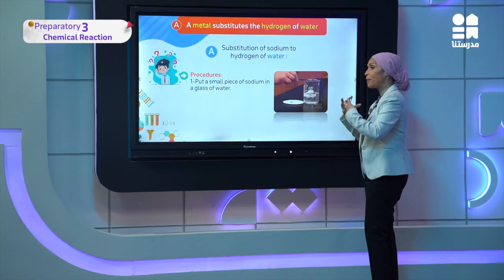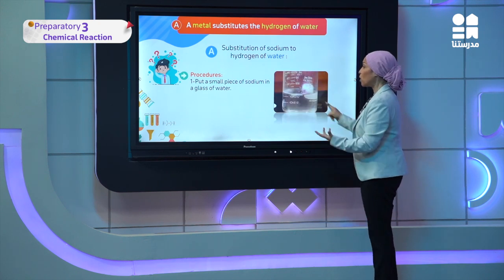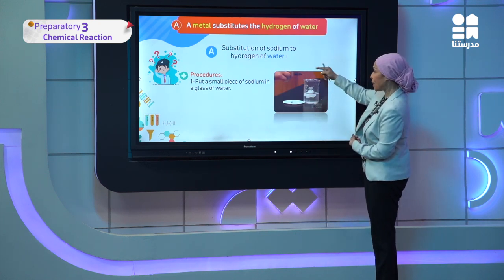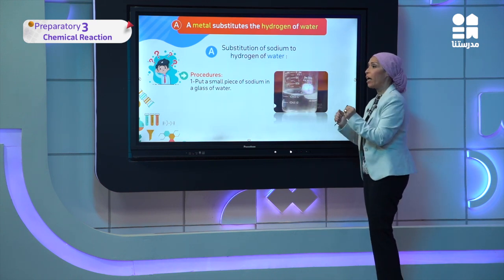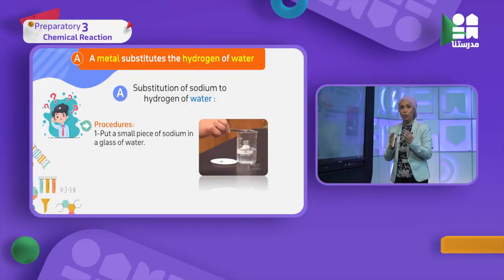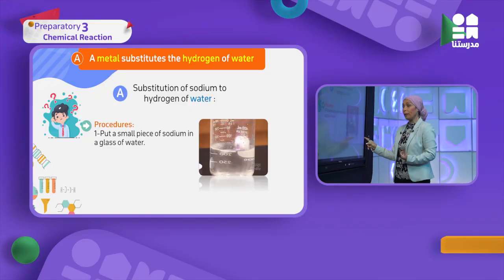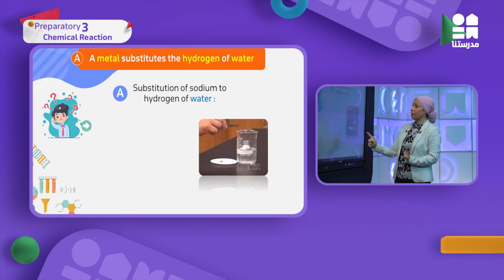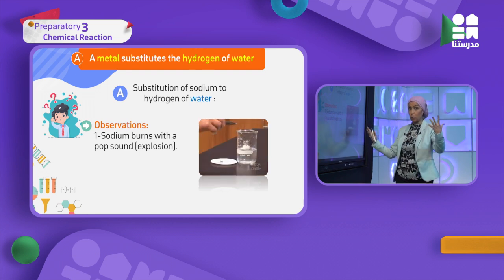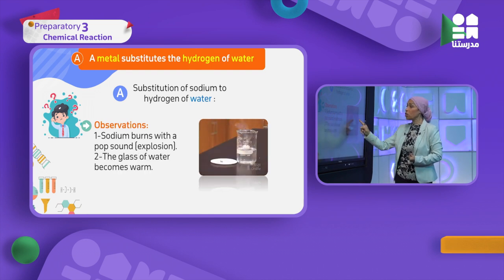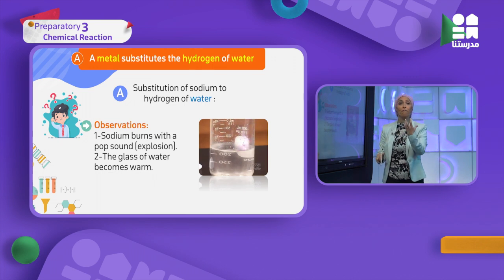When the hydrogen gets out of the chemical reaction, it gives a pop sound. What is meant by pop sound? A pop sound, like a crackle. And which gas is released? Hydrogen gas released, as we see here. Also, if I touch this jar, it's very hot. So take into consideration, when I make the reaction here, that the sodium burns with a pop sound and explodes. That's the first thing. If I touch the jar or the beaker, it will be very hot.